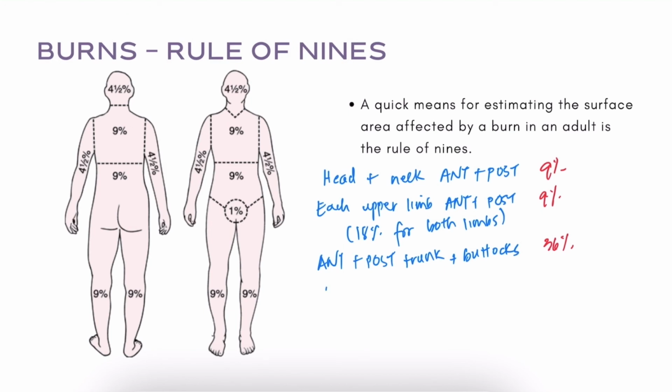We count 4 times 9 or 36% for both the anterior and posterior surfaces of the trunk, including the buttocks. We count 9% for the anterior and 9% for the posterior surfaces of each lower limb. That's 18% per lower leg, and that's a total of 36% for both lower limbs. And we count 1% for the perineum.